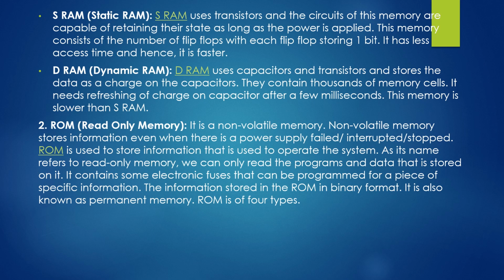Coming to the next type, read only memory. It is a non-volatile memory, which stores information even when the power supply has failed or stopped. ROM is used to store information that is used to operate the system. As its name refers, read only memory, we can only read the programs and data that are stored on it. It contains some electronic fuses that can be programmed for a piece of specific information.